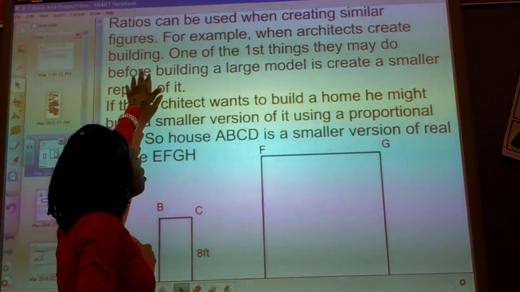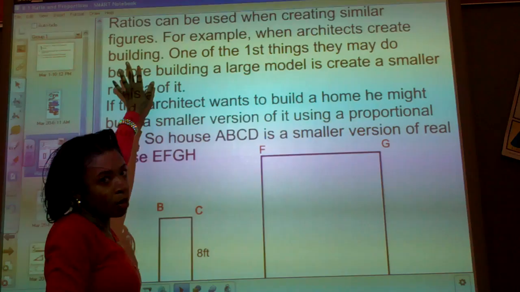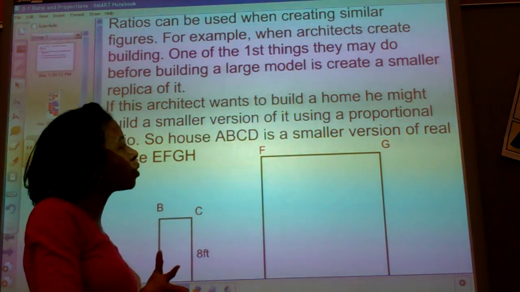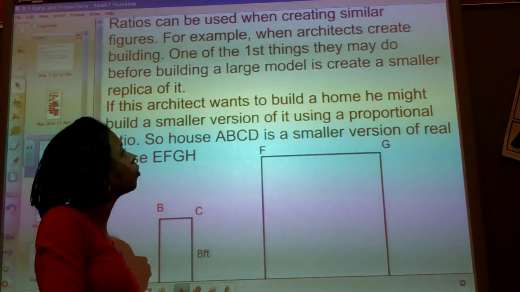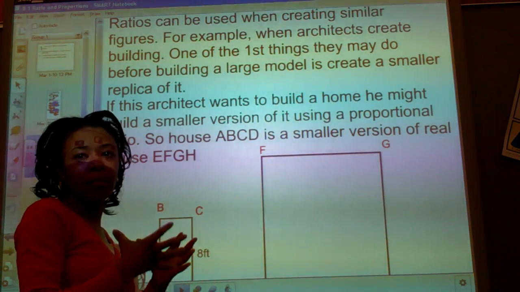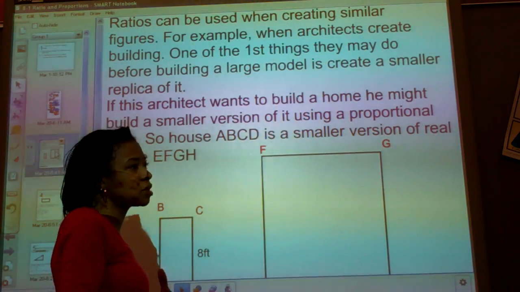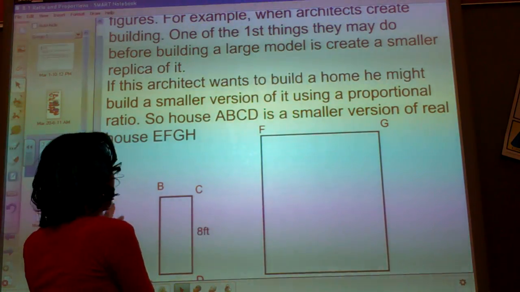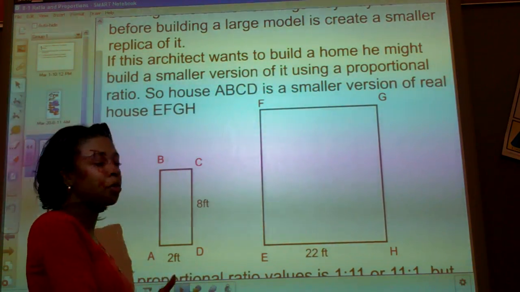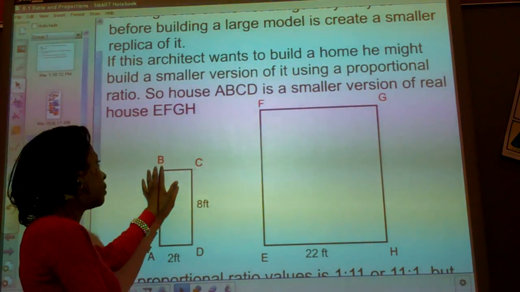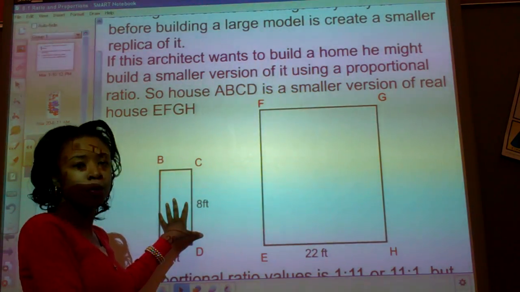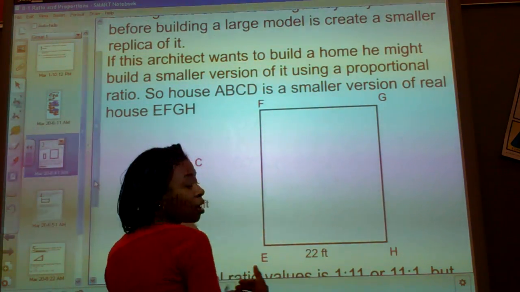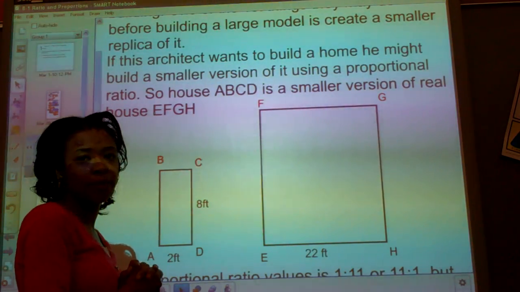Similar figures you hear often. Similar figures would be, for example, an architect or an engineer designing a home. Of course they can't build a real life-size model, so they make blueprints, a smaller version of that object or home they're going to build. So let's pretend that figure ABCD is the blueprint, and it's going to be expanded into a real life-size home that'll be 22 feet by something.